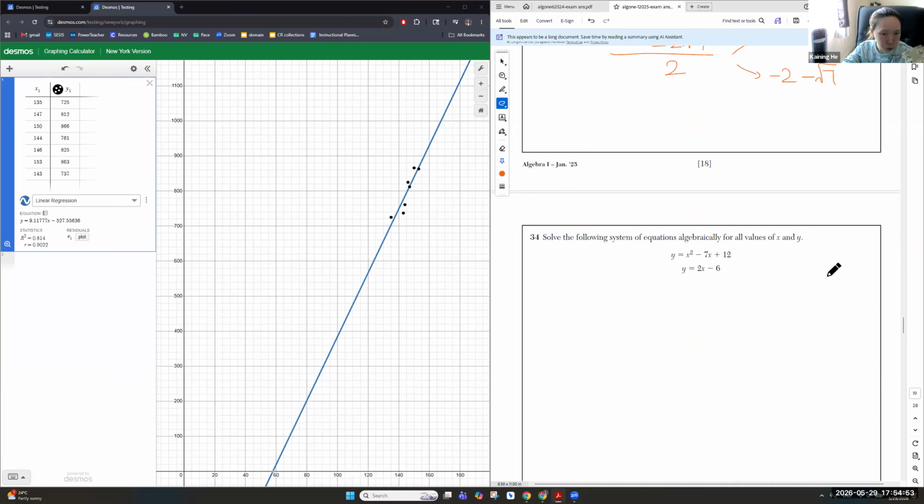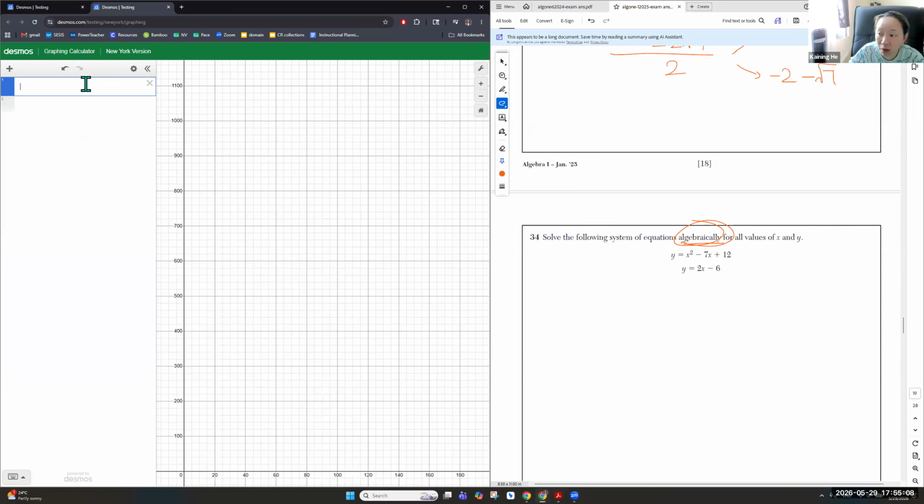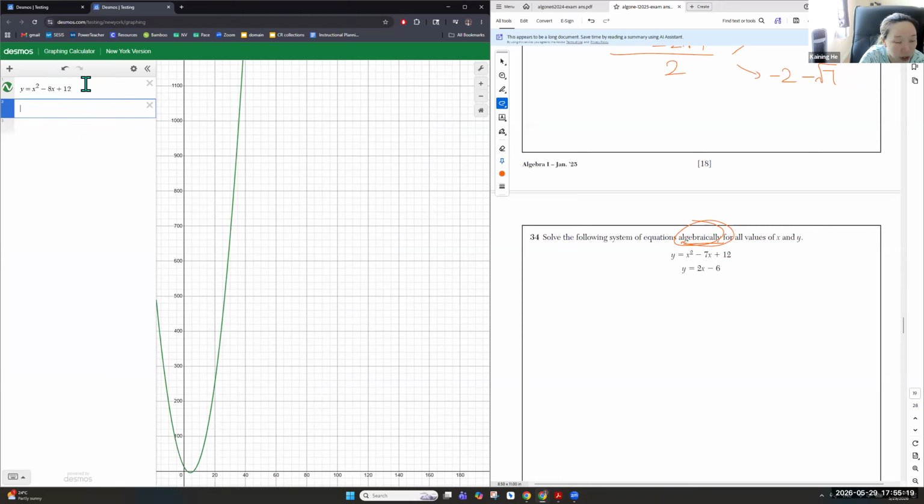Next one, solve the system algebraically. Now, listen up. These are very hard questions, but if you know how to solve it algebraically, you will get a full score. But if you don't know, please punch it into the graphing calculator and get as many points as you can. Y equals x squared minus 7x plus 12, and the next one is y equals 2x minus 6.